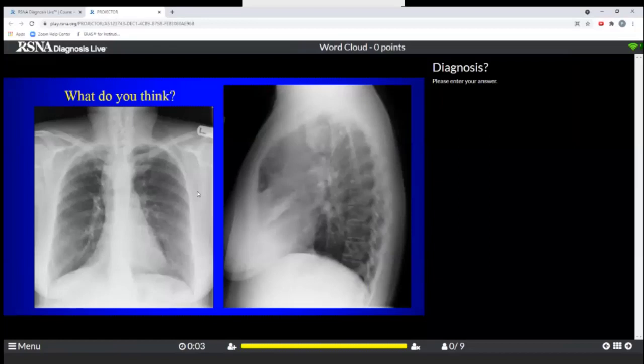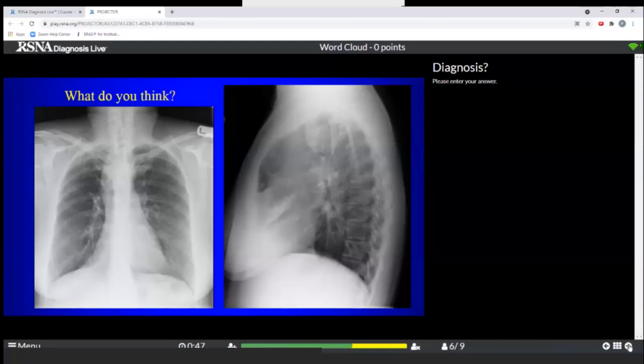All right, so here's another case. So let's look at this case. Here we have, again, I ask you to look very carefully at the trachea there and tell me what your diagnosis is in this case. Okay, so we'll give you 5 more seconds here. 5, 4, 3, 2, 1.